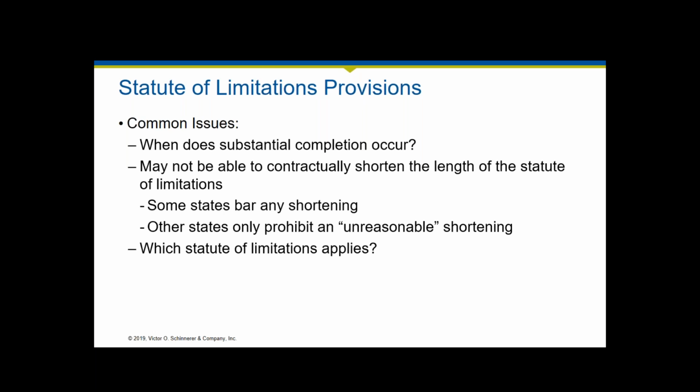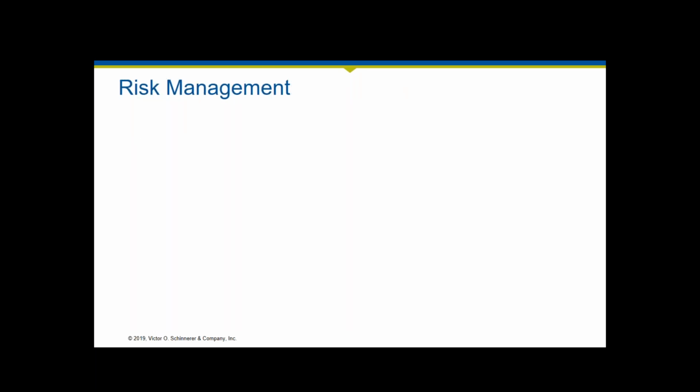The next issue that I want to talk about is really risk management in terms of waiver of consequential damages provisions. It can be a very significant issue. It often comes up when we review contracts. And generally, you need to be aware of what the consequences are.